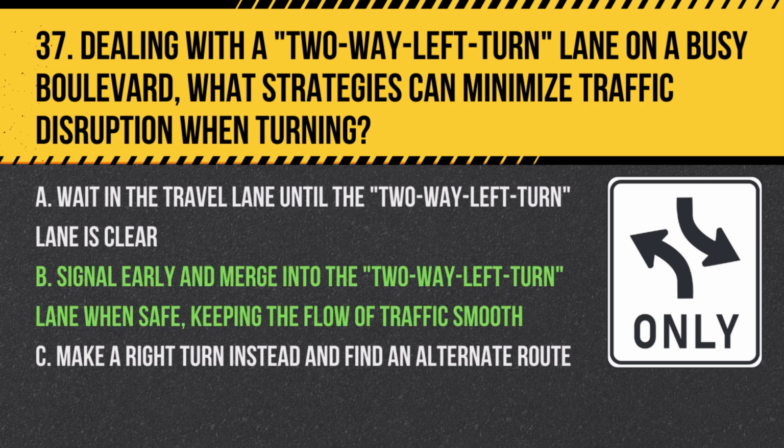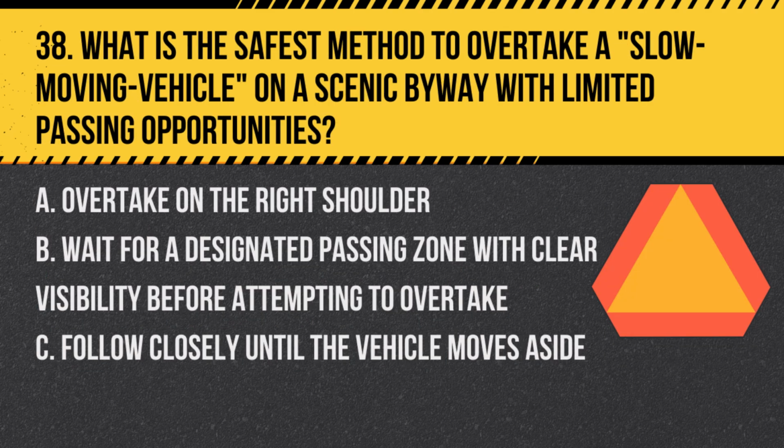Answer. B. Signal early and merge into the two-way left turn lane when safe, keeping the flow of traffic smooth. Utilizing the two-way left turn lane correctly by signaling early and merging safely can minimize traffic disruption and facilitate smoother turns for all drivers.